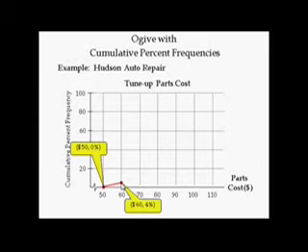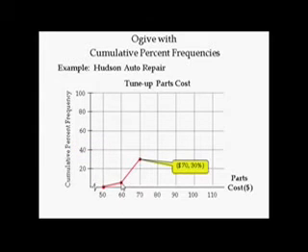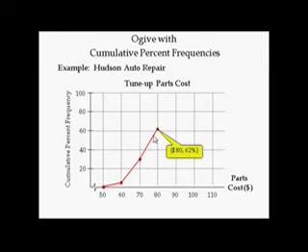The ogive next travels to point $70 and 30%, because the percent of invoices with parts costing at most $69, or less than $70, is 30%. Next, we go to point $80 and 62%, because the percent of invoices with parts costing at most $79, or less than $80, is 62%.